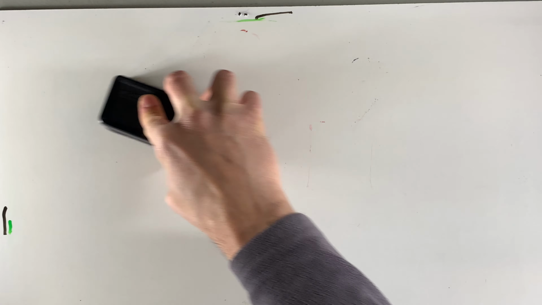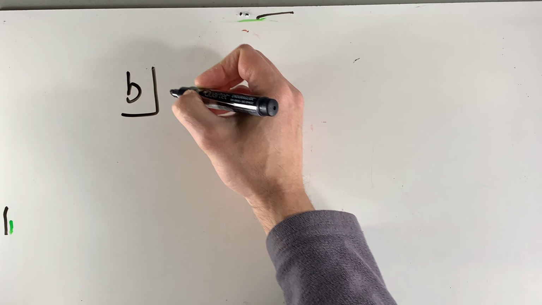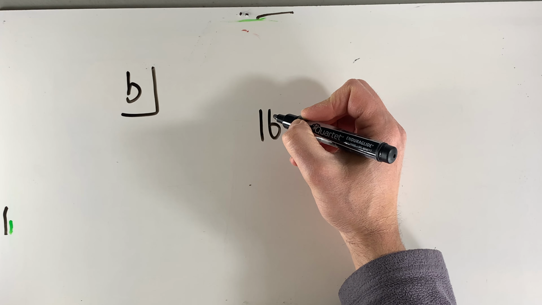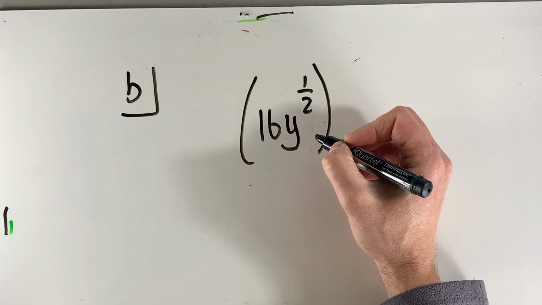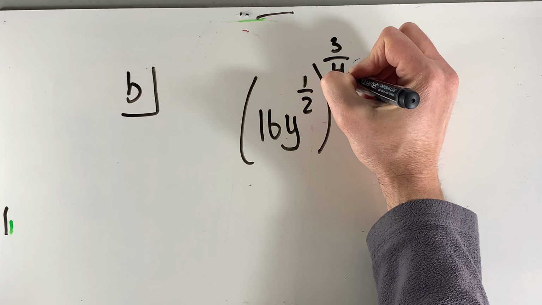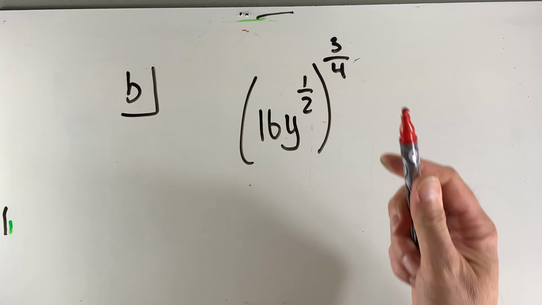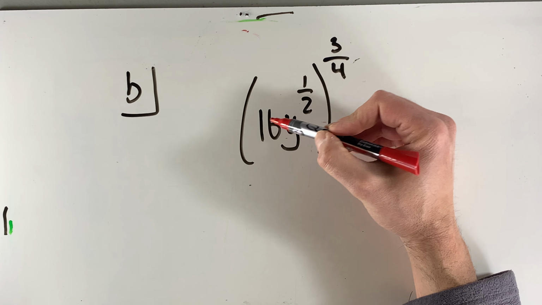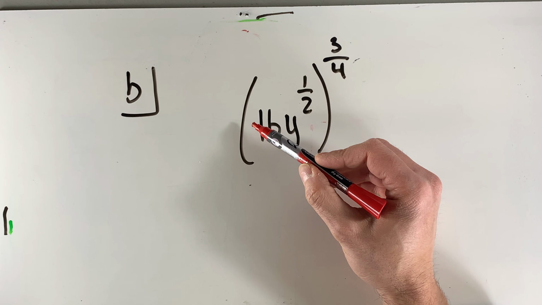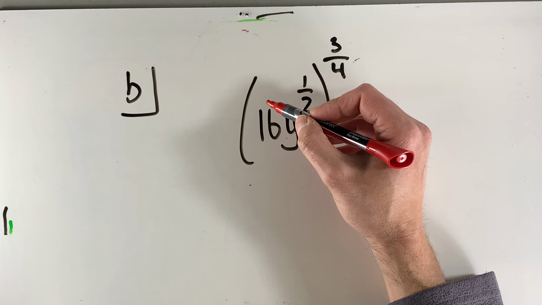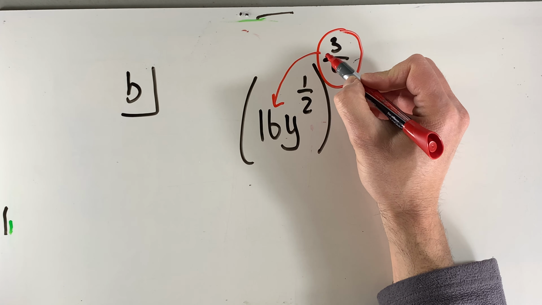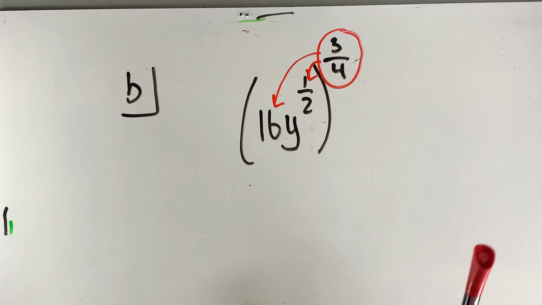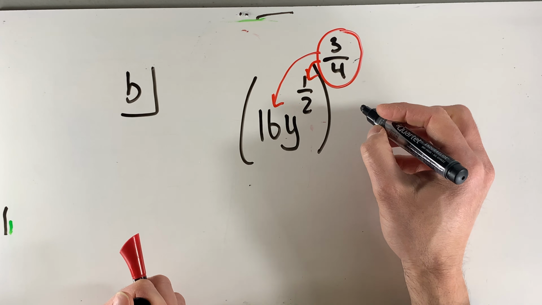Okay, let's have a look at B. In B, we have 16 times y to the power of a half, and then that's to the power of 3/4. So again, we have an outside exponent that we have to apply to the inside power. We have 16 here as a coefficient, so the 3/4 is going to be applied to the 16 as well as to the y to the power of a half. It's the power of a product law we're using here.